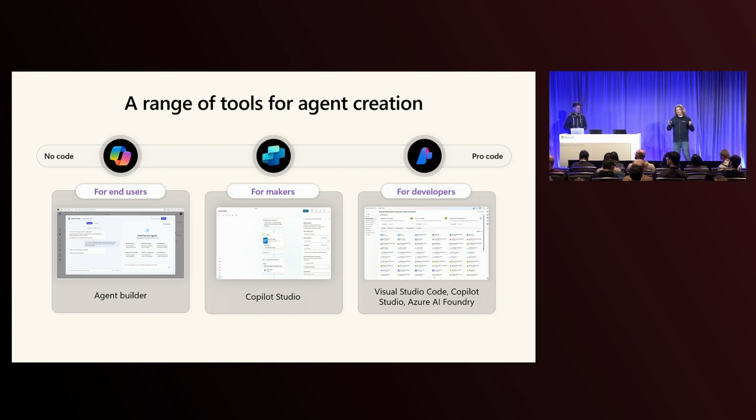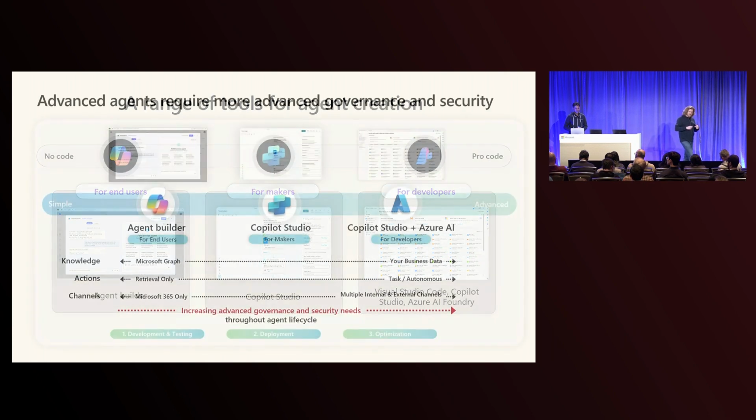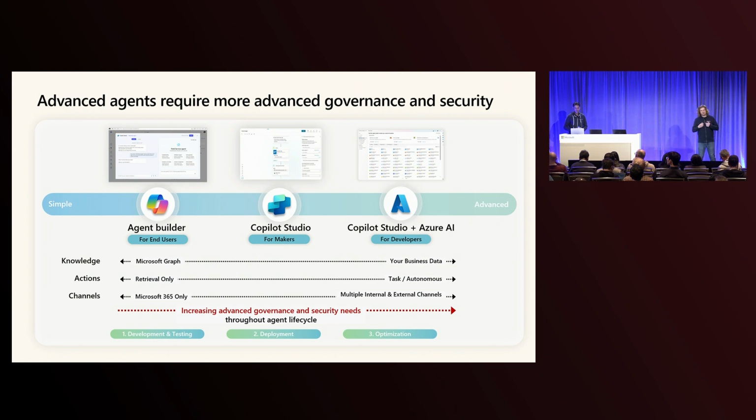You can build these through Agent Builder directly within Microsoft 365 BizChat. In the middle, Copilot Studio, how you're able to support a more advanced set of scenarios. And then at the far right, our developer experience is built upon AI Foundry. And the thing is, what we see is as agents become more advanced, they require more advanced governance and security.